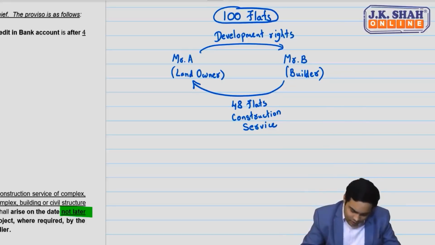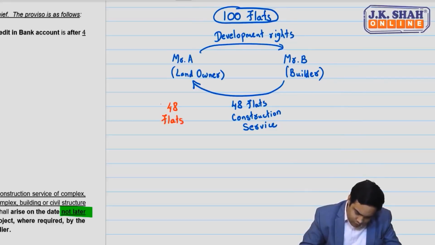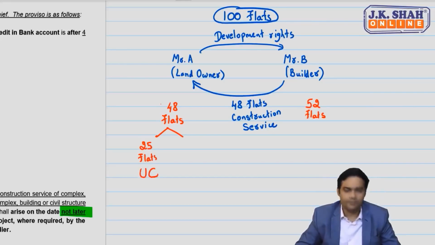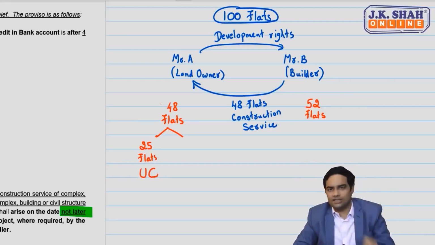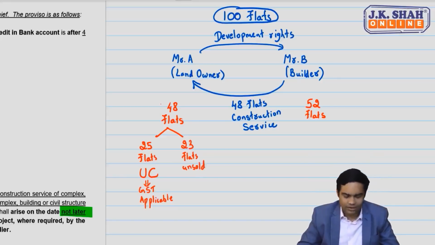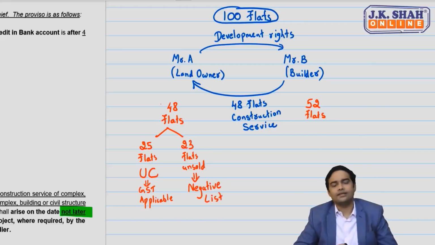This is the agreement. Now let me show you that 48 flats belong to the landowner's share and 52 flats are the share of the builder. What do we already know? Suppose out of this, 25 flats he sells while the construction is going on. I am writing under construction. Sold while the construction is going on. Now if it is sold while the construction is going on, landowner has to charge GST. Correct, sir. What about those which are unsold? 23 flats which remain unsold will be sold after construction. Then this is covered by the negative list. Do you agree with this much? Yes, sir. Same is the treatment for 52 flats. Correct? Yes.